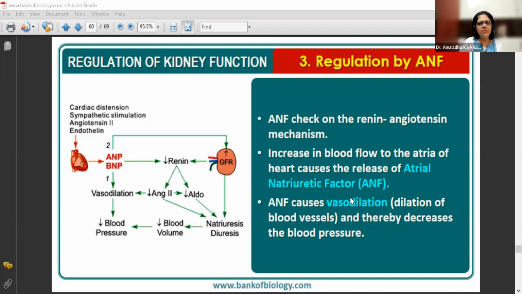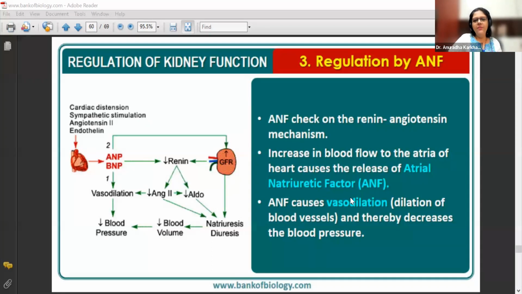Why do you want to constrict the blood vessels? Drink more water. Your blood vessels will never get constricted. If your blood vessels are not going to get constricted, your urine formation is going to be a regular cyclic mechanism. Okay. Well, now let us see regulation by ANF, that is atrial natriuretic factor.